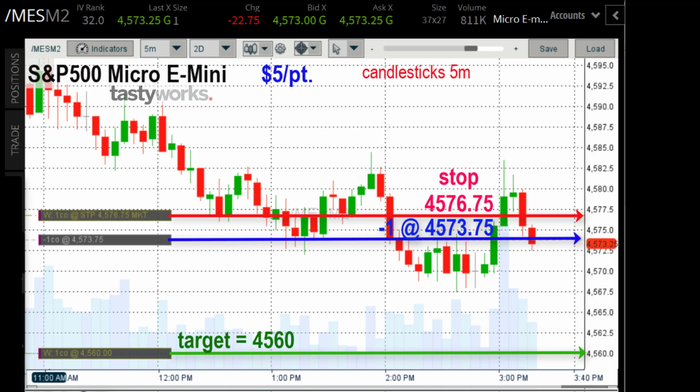45.76 3/4 is where my stop is. You notice that's 3 points up. So my maximum risk on the trade right now is losing that $15.